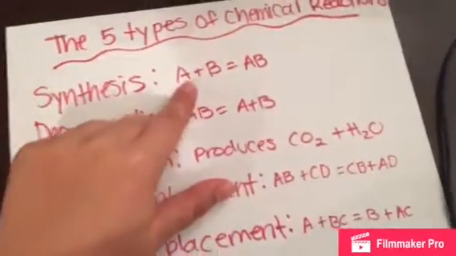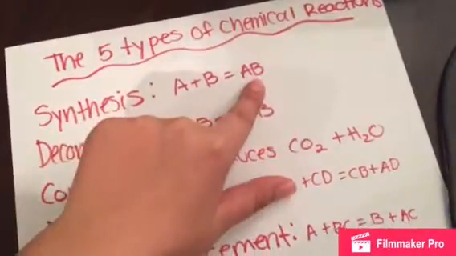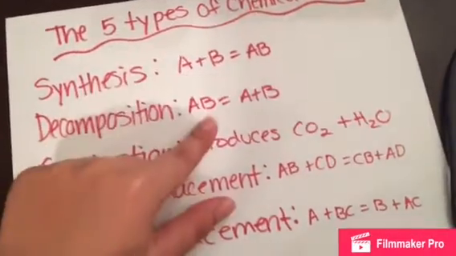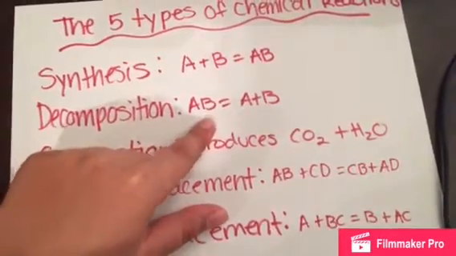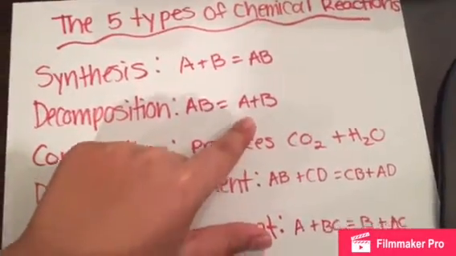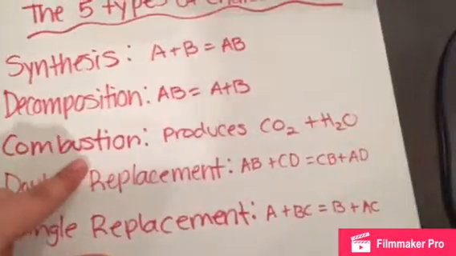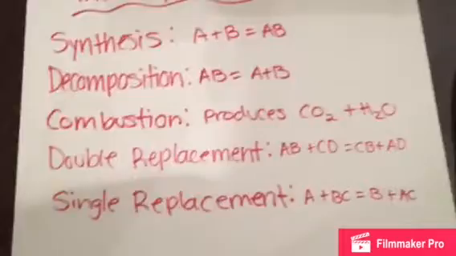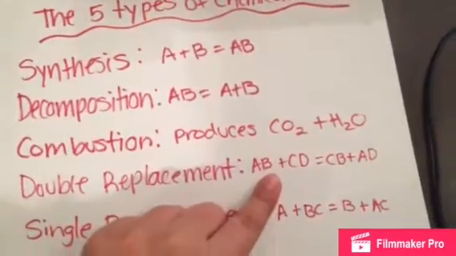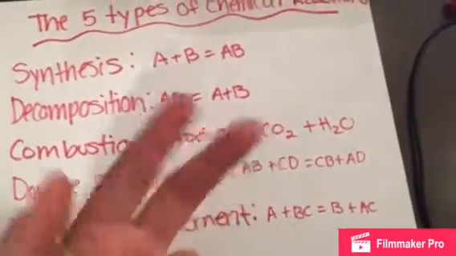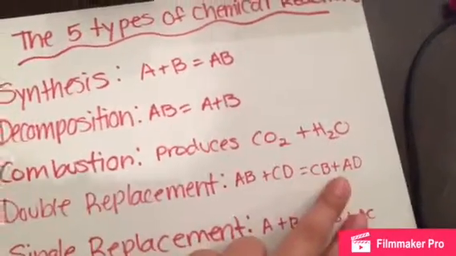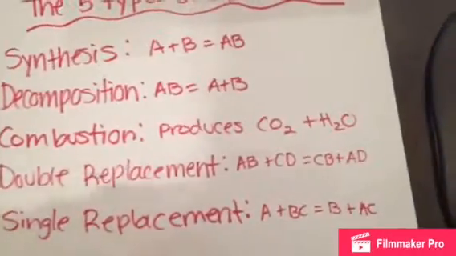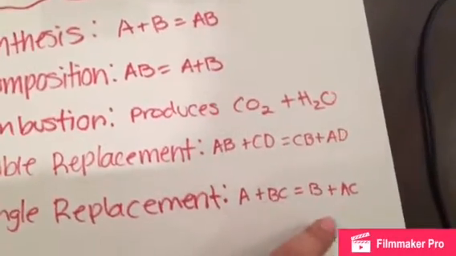Synthesis is when 2 chemicals are added together to make one chemical, and they are combined. Decomposition is when 2 chemicals are already combined, and they are broken apart into 2 separate chemicals. Combustion is the production of CO2 plus H2O. Double replacement is, well, you're switching different chemicals with other chemicals. You'll see when I show you examples. Single replacement is when one chemical is switched with another.